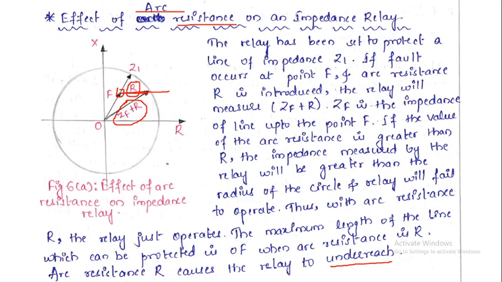That is how it makes the relay underreach. It reduces the length of the protective zone. Actually it is OZ1, but because of this arc resistance it operates only for OF. It is an underreach. This phenomenon is known as the underreach of the distance relays.